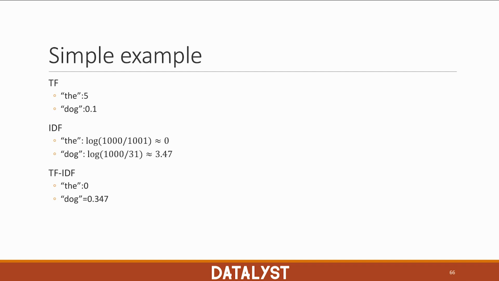And for IDF, we see that the IDF of the word the is essentially 0, whereas for dog it's non-zero. So when we come to calculate the TF-IDF of the word the and dog, we see that the has a score of 0 and dog has a 0.347.